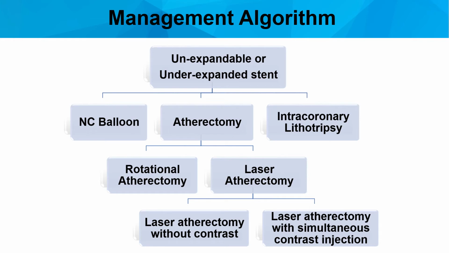So returning to a management algorithm for the unexpandable or underexpanded stent. The first strategy is non-compliant balloon. You can take a non-compliant balloon, either the same size in diameter as the stent or just slightly bigger in diameter, and you can post-dilate that stent at high pressure, about 20 to 25 atmospheres of pressure. Watch out for potential complications of coronary perforation, coronary dissection, or balloon rupture.